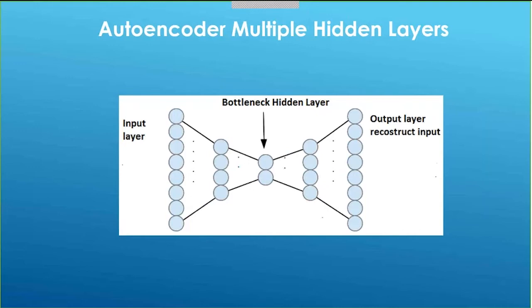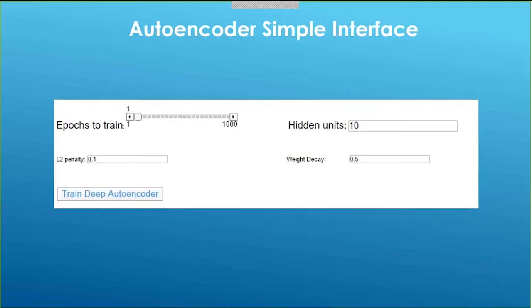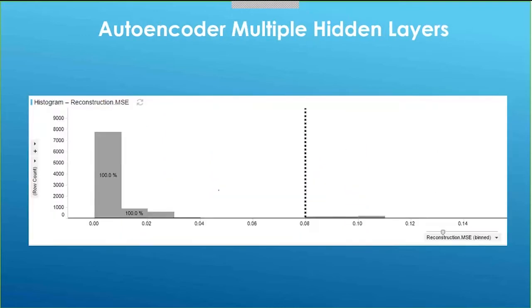Here's another example that shows, as I mentioned, multiple hidden layers, which enables the recognition of more complex features to be used in the autoencoder. And this interface actually accommodates that. You can just list several hidden layers separated with commas, and go ahead and tell H2O to create a more complex autoencoder.